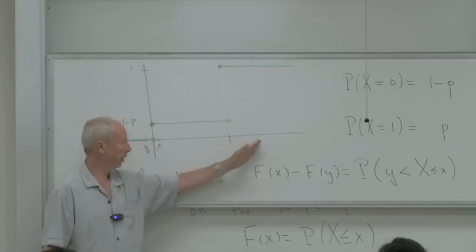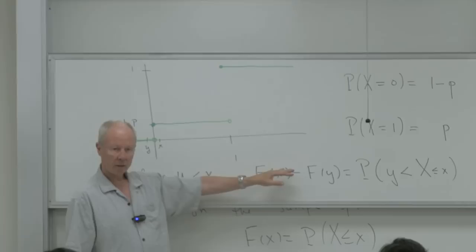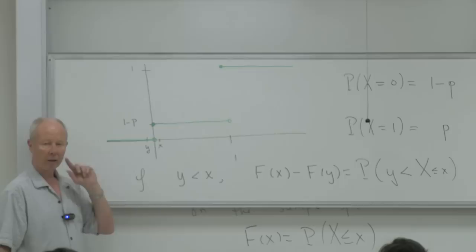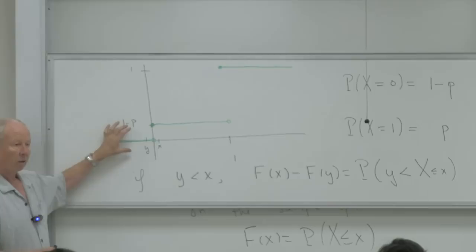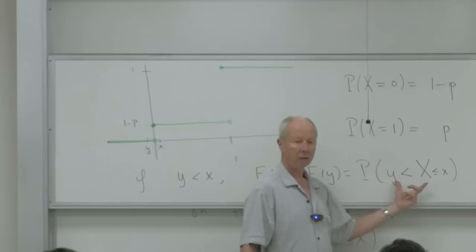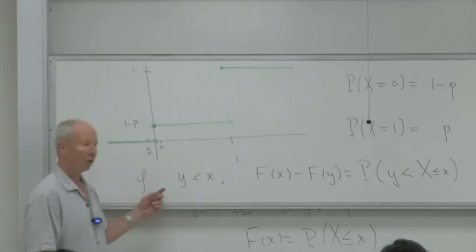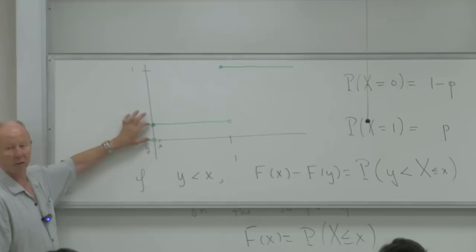Well, a little bit. X can't be over here. But as long as x is near 0 to the right of it and y is near 0 to the left of it, this will be 1 minus p. And if I let x and y collapse down, what do we conclude about the probability that x is equal to 0? Well, what does this interval collapse to when x goes to 0 and y goes to 0? Collapse to the point 0. So where could x be? It has only two possible values. One of them is going to be 0, and the probability of being 0 is 1 minus p.